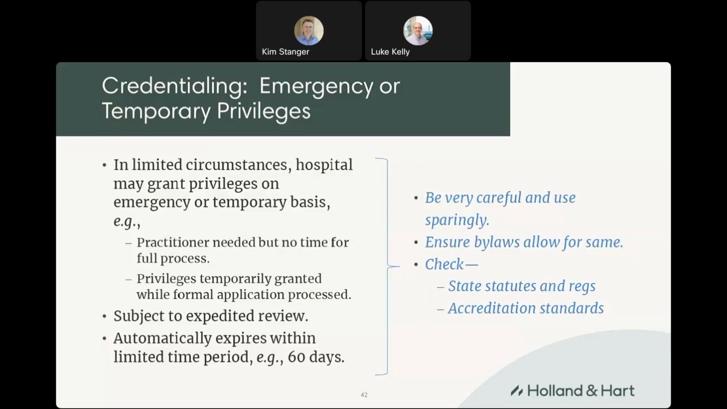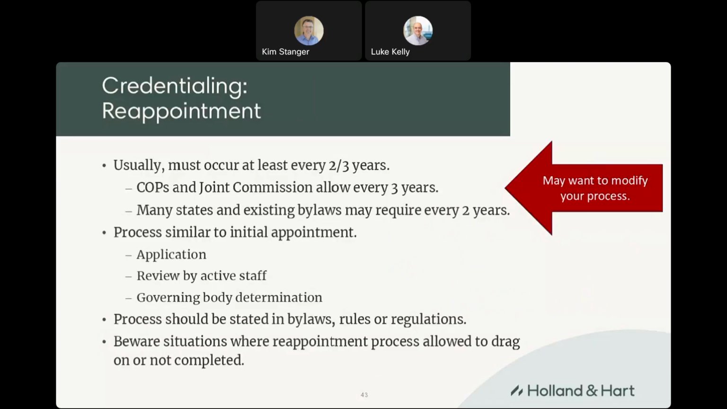The privileges are temporarily granted while the formal application is going to be processed. It can be subject to an expedited review, but there still has to be some review process involved to make sure that they're licensed or the like. And it has to have an automatic expiration date, depending upon the nature of it. It has to automatically expire after, for example, 60 days. And you're not supposed to do just kind of these serial 60-day reappointments in those situations. Be really careful about relying on these emergency or temporary privileges, because it could open yourself up to liability if you're improperly credentialing somebody who is not qualified to do what they're doing. So be careful about just relying on that.